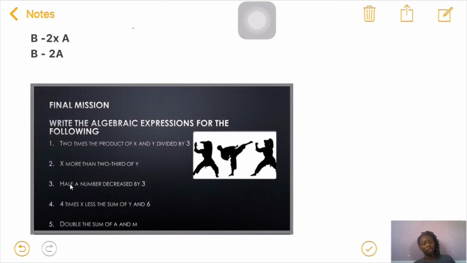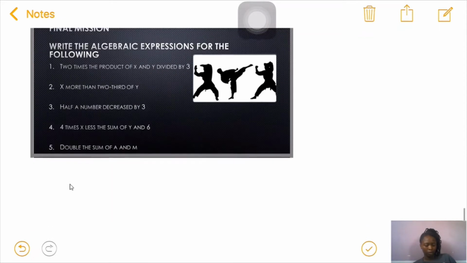So for the final mention, Sensei asked us to also write the algebraic expression for the following word patterns. The first one says 2 times the product of x and y divided by 3. Second one, x more than 2/3 of y. 3. Half a number decreased by 3. 4. 4 times x less the sum of y and 6. And 5. Double the sum of a and m.